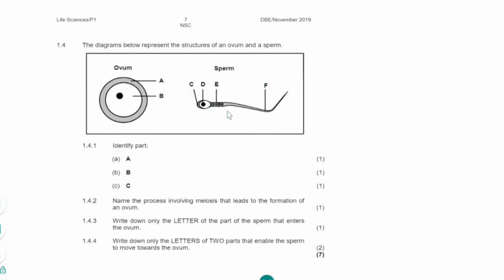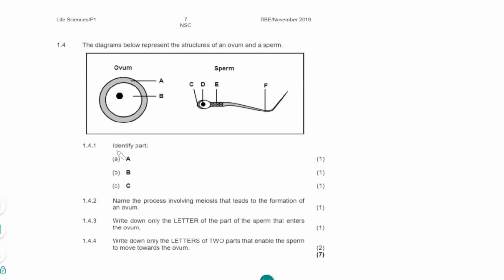But if they put it like this, and then they say E, then here it's more of the middle piece. But if they just point in the middle there, the most correct answer could be the mitochondria. But let's look at it and see what they are saying.